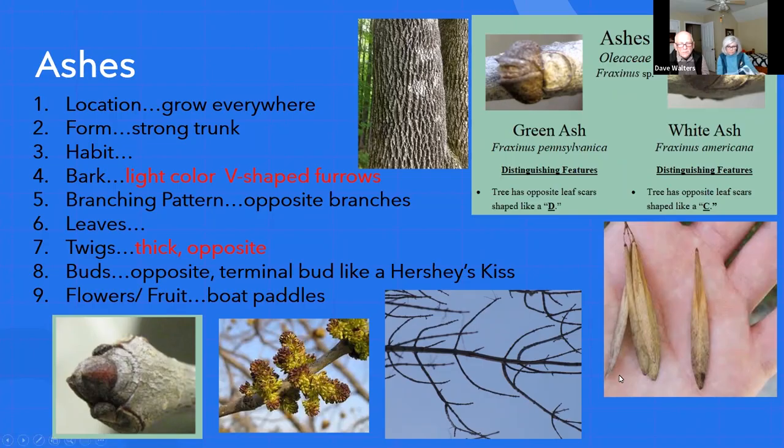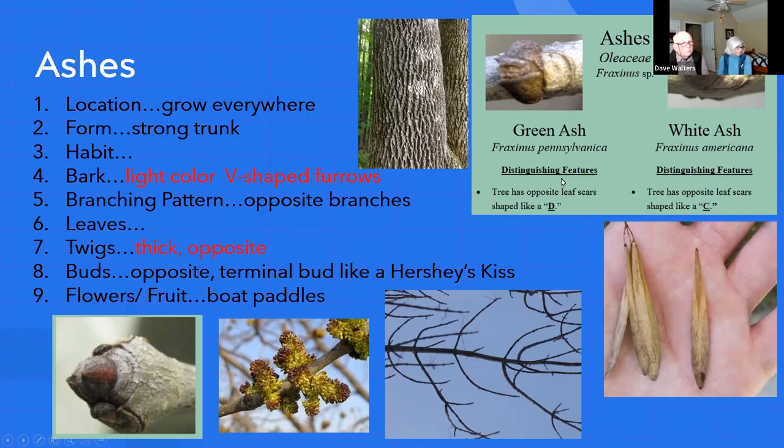And the boat paddle seeds. So distinguishing green ash from white ash is all about the leaf scar. This D shape tells us it's a green ash, and the C shape over here tells us it's a white ash, a backwards C. It's pretty handy if you're looking at both of them together. But if you've just got one tree, it's kind of hard to see if this line is exactly straight or not.